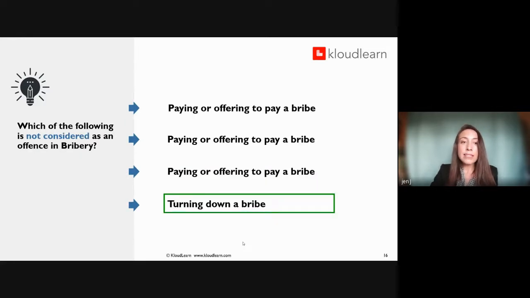Which of the following is not considered an offense of bribery? Paying or offering to pay a bribe? Or turning down a bribe? Turning down a bribe is not considered an offense in bribery.